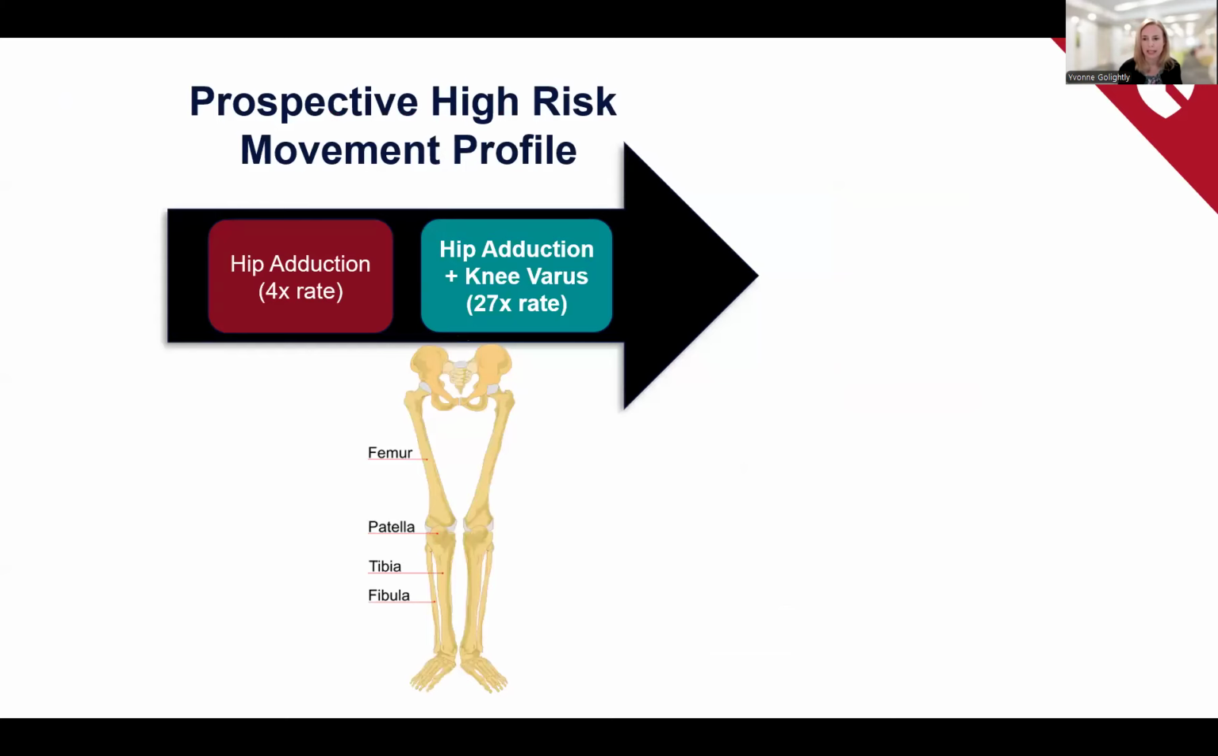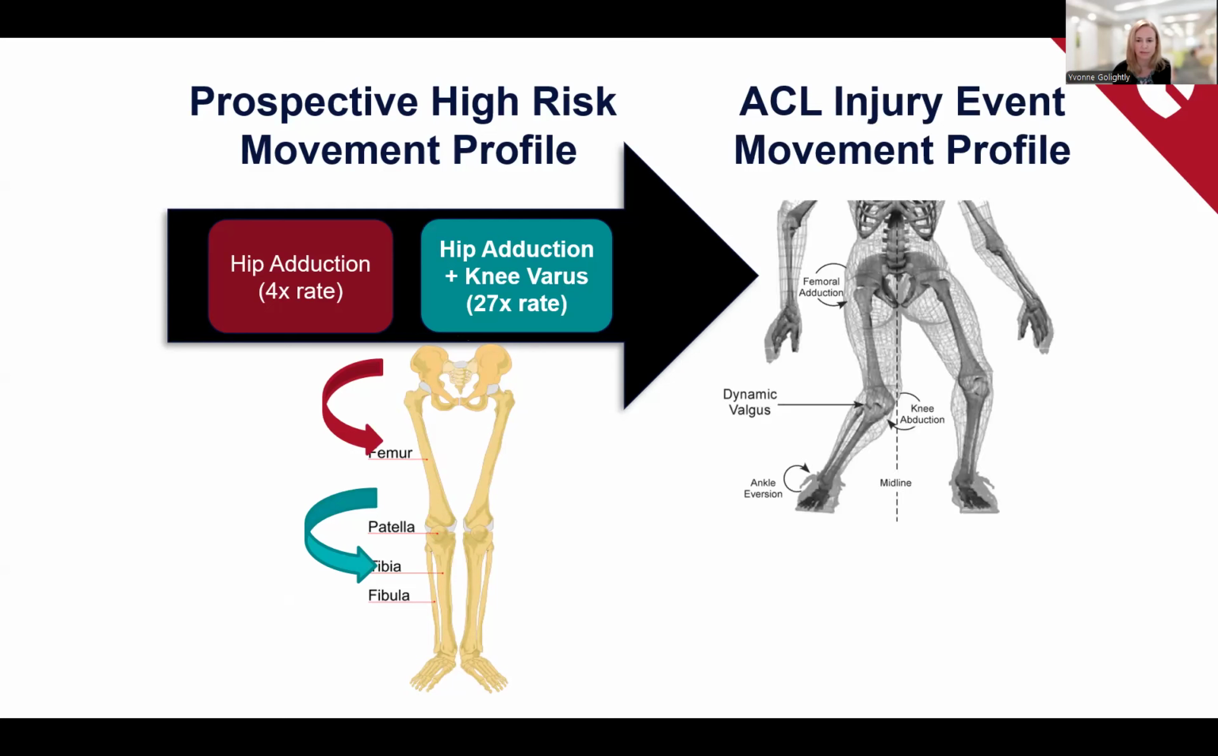And with these biomechanical data and the tracking of new injury cases, the researchers were able to show a high-risk movement profile where those who showed more hip adduction, so with the femur closer to midline, had a 4 times higher rate of ACL injury compared to those without this movement pattern. And then with the addition of knee varus, so an inward motion of the knee, they saw that the rate was 27 times higher. And this is a different movement pattern than what we typically see happen at the time of an actual ACL injury, where there's more of this inward collapse of the knee.